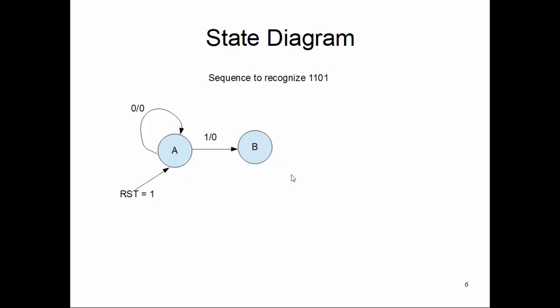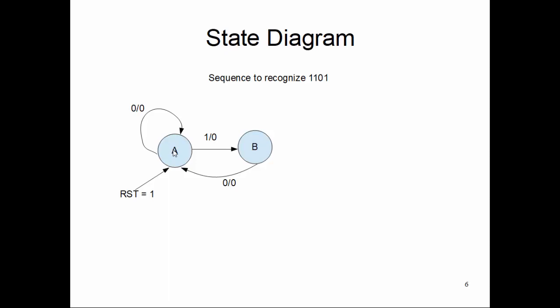Similarly, we keep on doing this. Now from B, if I get a 0, my output is 0 and I go back to state A. So instead of saying going to state A or going to state B, let's introduce the term next state. Again, from the beginning, what is happening? On reset equals 1, my next state is A. Sometimes we refer to it as the reset state.